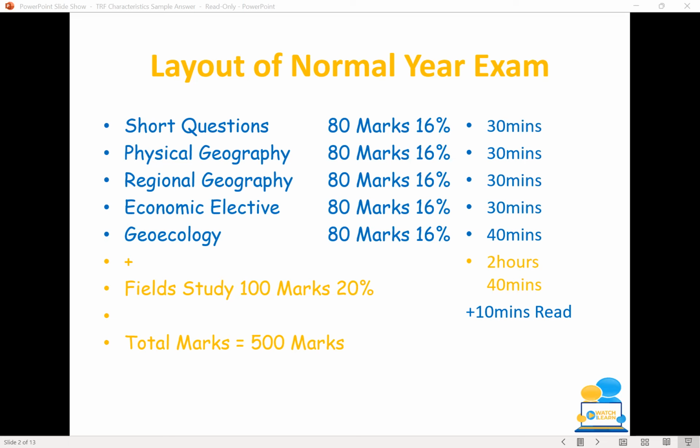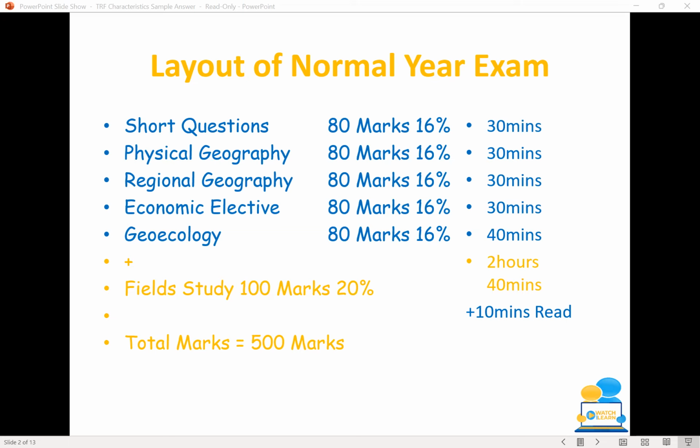The A part will be shorter questions, and then your B and C parts will be your essay questions. So you'll want to be spending about 5 minutes on your A part, and then about 12 and a half minutes on each of the B and C parts.